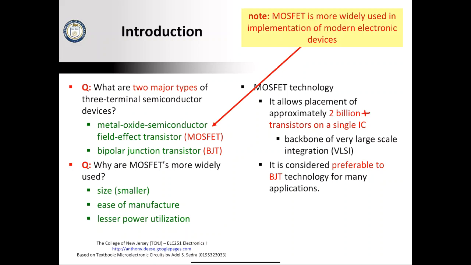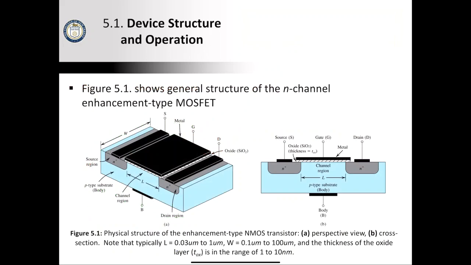And it's the backbone of VLSI technology, very large-scale integration technology. It's considered preferable to BJT technology for many applications. We're going to learn about the bipolar junction transistor more in Chapter 6. And we'll have an opportunity to do some compare and contrast between those technologies.